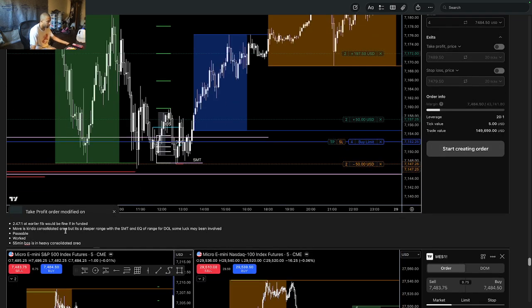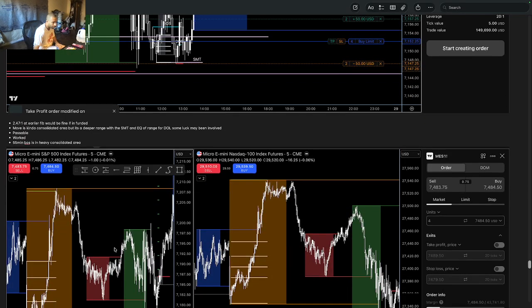The 2.471 earlier fib would have been fine if in funded. The move is in a kind of consolidated area, but it's a deeper range with the SMT and EQ of range for DLL. So I think this had a little consolidation, but there was SMT, so this is an SMT compression move. That's the only time I would take a consolidated 5 minute breaker structure: if it seems like it's coming out of any consolidation, if there's an SMT involved, because the SMT can cause that compression.